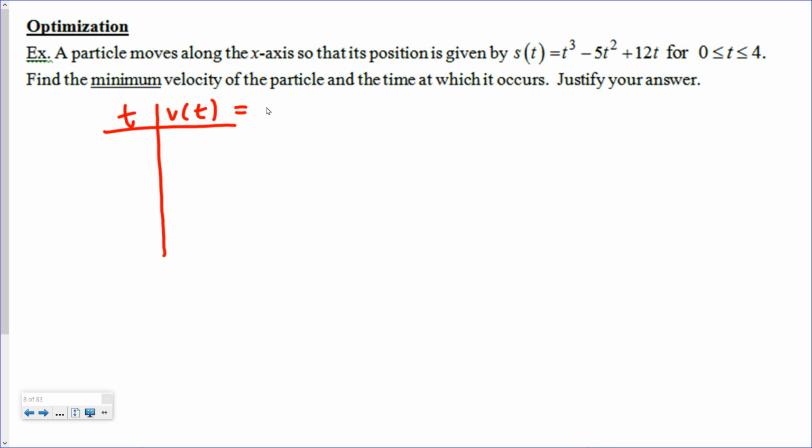Let me just go ahead and write it so I don't get confused. It's V. So it's actually not this S function. You agree? It's V. So V is equal to 3t squared minus 10t plus 12. Does everybody agree with me so far?